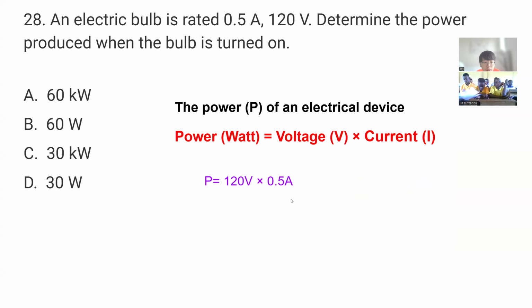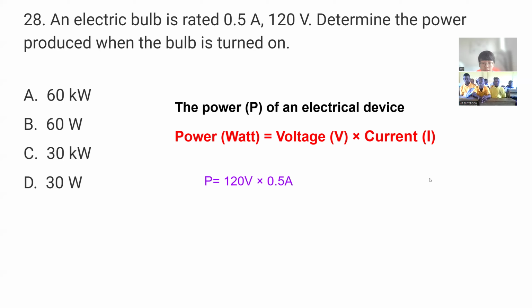The next question: an electric bulb is rated 0.5 ampere on 120 volts. Determine the power produced when the bulb is turned on. This is another formula for power if voltage and current are given. I will explain this in the next slide, but I'm going to introduce you to the topic with a question. Here you can see power is also equal to voltage times the current.